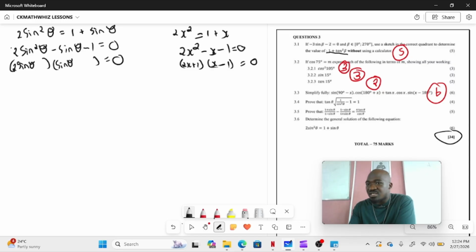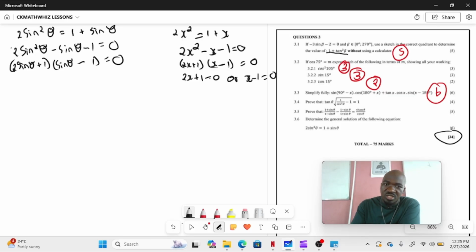So we have 2 sine theta on that side, as well as sine theta on this side. Then we're going to have 1 here and 1 here. Then it's plus and minus. And if you were supposed to solve this, you were going to equate each bracket to 0, or equate x minus 1 to 0, right? So we do the same thing here. Treat sine theta as x.